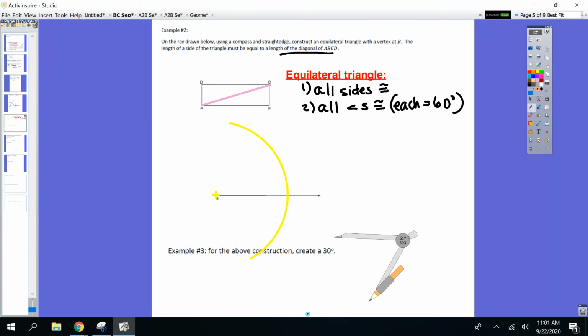Okay. There's one side, right? One side here. Here's the length of my diagonal. Okay, there's no angles here to copy. So how am I going to do this? How do I get another side out of this?